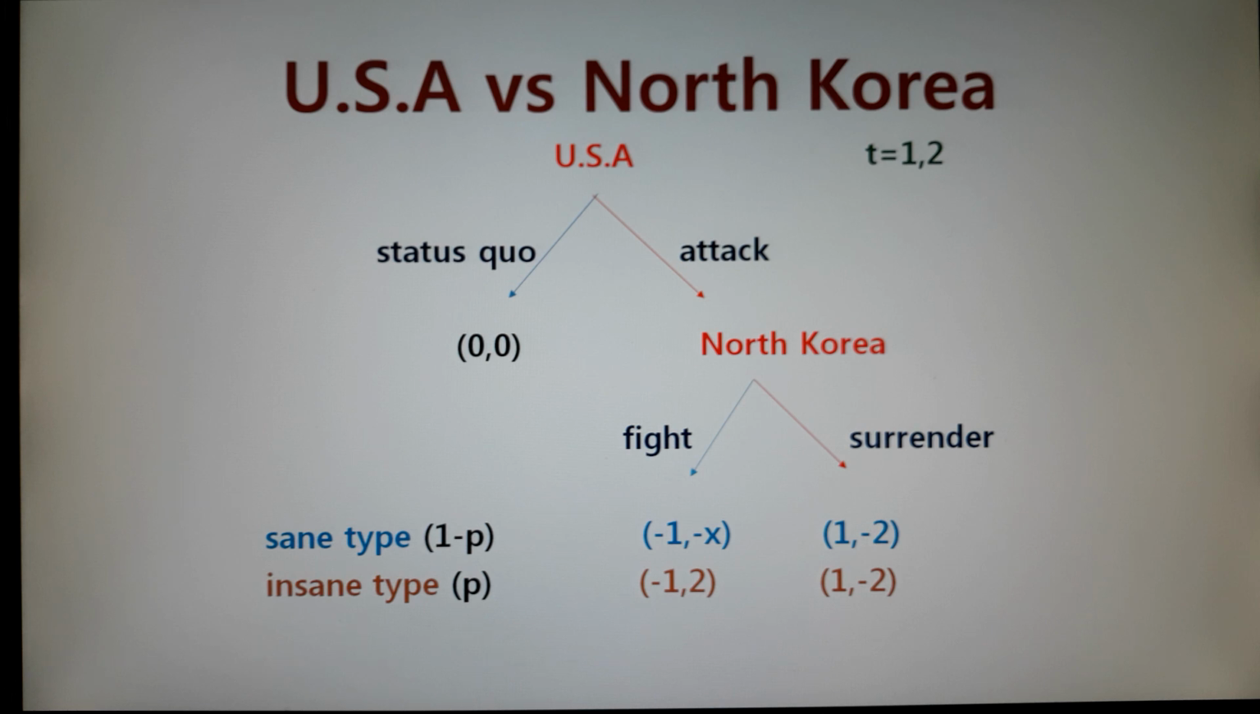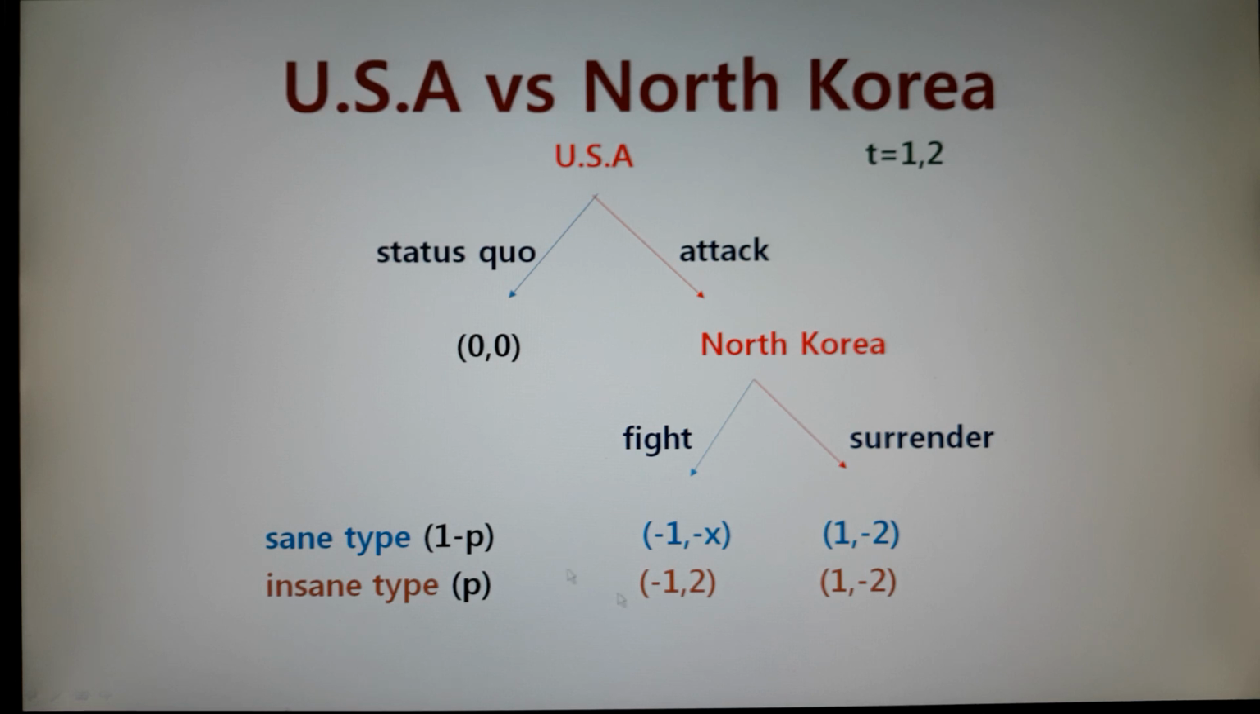So the possibility that North Korea may be mad, insane, gives pause to the USA, Korea, and Japan from attacking North Korea. Okay? If this happened just once, that is a Bayesian Nash equilibrium. If this game is played once, North Korea's sane type will surrender, the insane type will fight. Crazy fights, sane surrenders. There is nothing special about that.